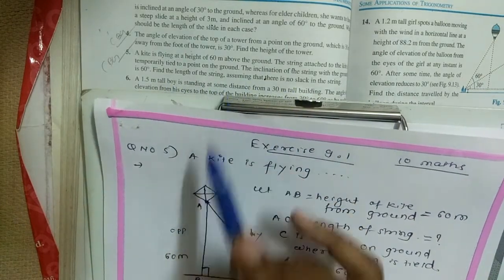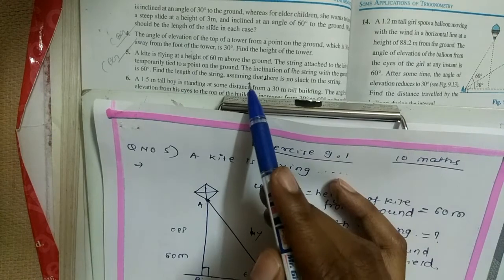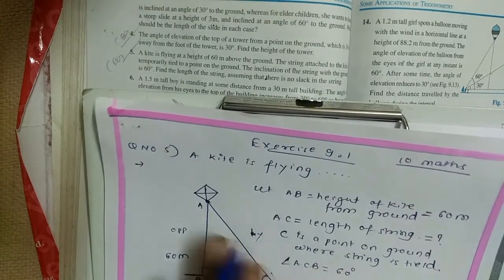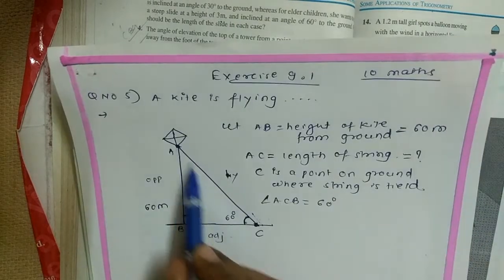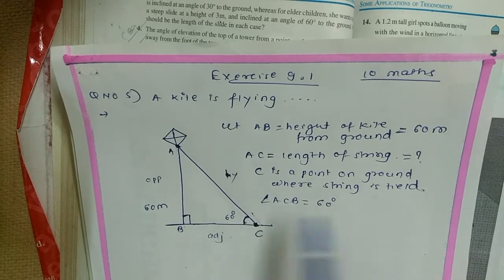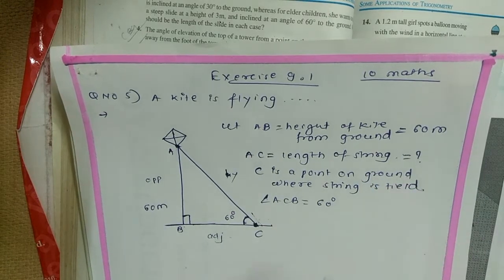The question is: find the length of the string. The length of the string is AC, assuming that there is no slack in the string. So we have to assume that there is no slack in the string, and find the straight length AC, the length of the string. That is what we have to find out.